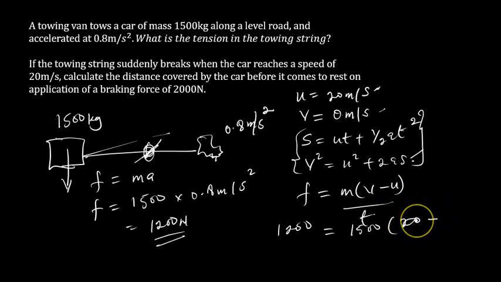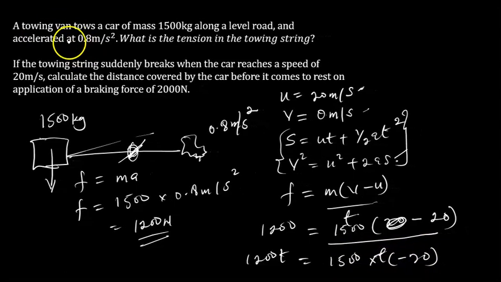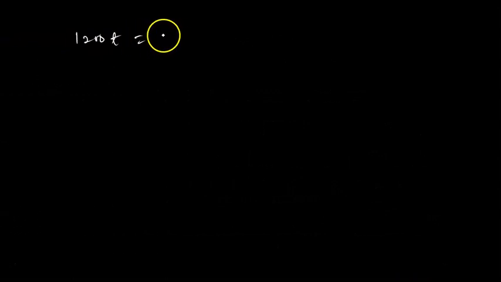That means v is 0 here, and it went down from 20, that's 20, over time t. Now for this, we'll obviously see that my time t multiplying 1,200, that's 1,200 t equals 1,500 times minus 20. Obviously my time cannot actually be negative, so 1,200 t equals 1,500 into 20, and this is negative.